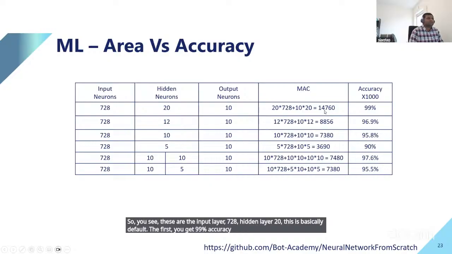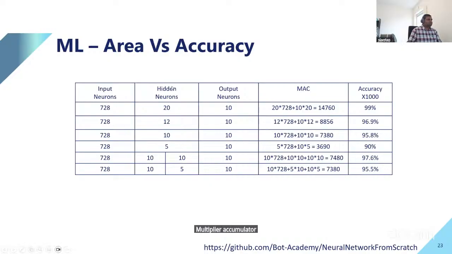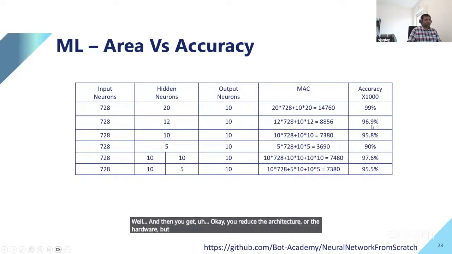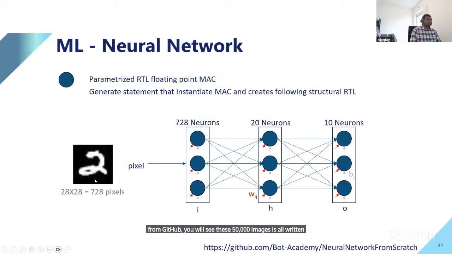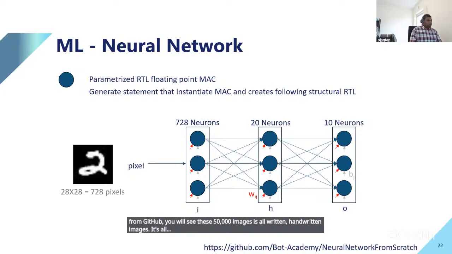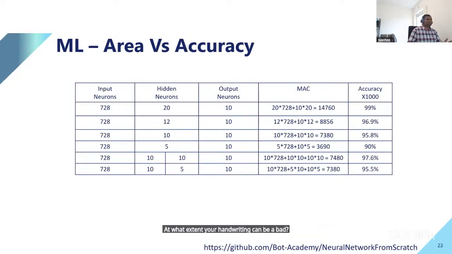You have 14,000 multiplier accumulator units. We decided, why 20 here? Let's cut it down to 12. And then you get, okay, you reduce the architecture or the hardware, but you reduce the accuracy and so on. And the accuracy here, 95%, is still good, because when you download this, for example, from GitHub, you will see these 50,000 images are all handwritten images. After seeing those images, you can see to what extent your handwriting can be bad. So basically, I think this 95% is still good enough.